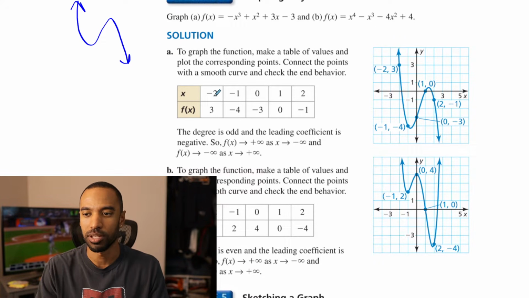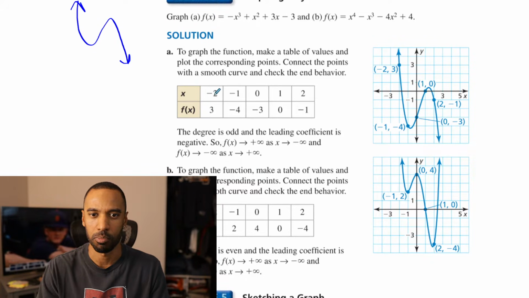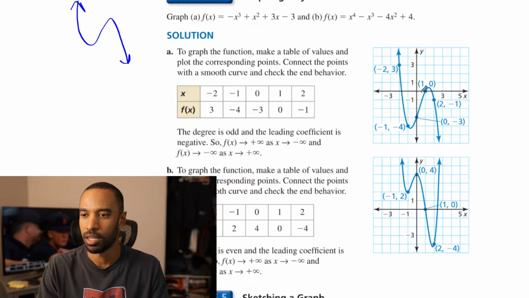So we're going to plot some points, plug in -2 for x, -1, 0, 1, and 2, do the order of operations that we would do before, be very careful on them. Apparently these are the numbers we get out, so these are the points that we plot: (-2, 3), (-1, -4), (0, -3), (1, 0), and (2, -1). And you get just those points there.